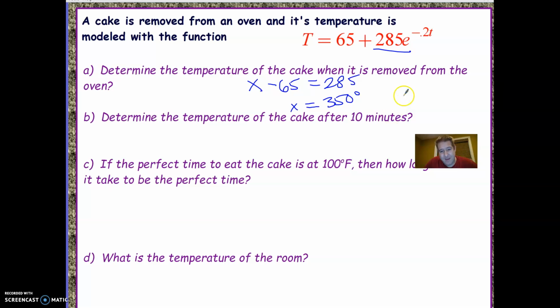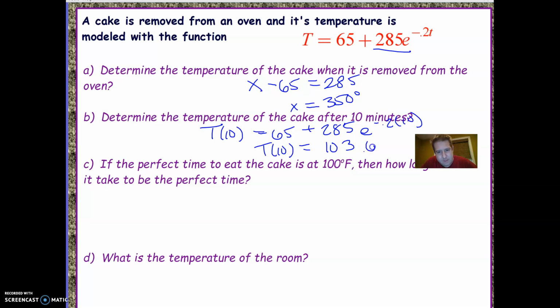Determine the temperature of the cake after 10 minutes. So if I put 10 in for t and solve, that's the temperature after 10 minutes equals 65 plus 285 times e to the negative 0.2 times 10. Once again, I can just simply put this in the calculator and then press enter and it'll evaluate it all for me. So 65 plus 285, technically I don't need those parentheses, and then e to the power of negative 0.2 times 10. All right, and I'm getting about 103. So the temperature after 10 minutes is going to be about 103.6 degrees.